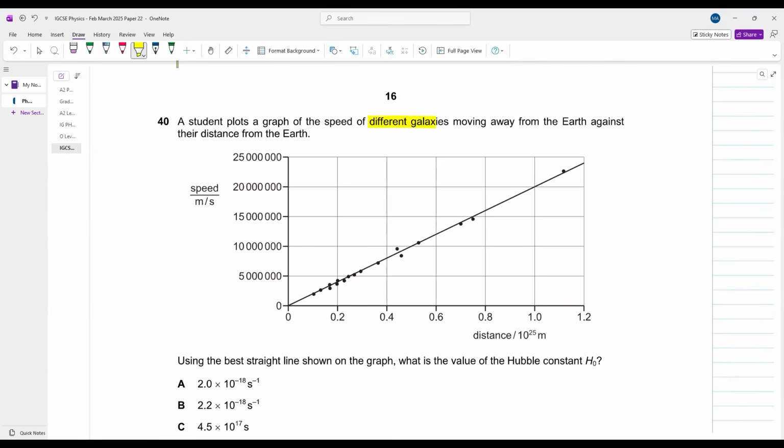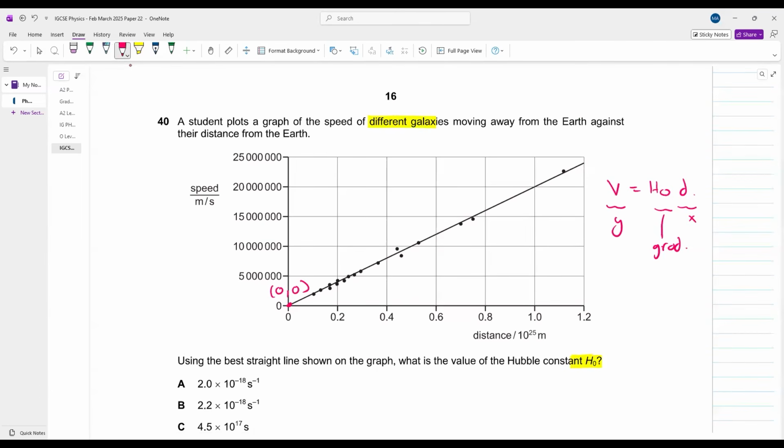अच्छा जी, now a student plots the speed of different galaxies moving away from earth against their distances from the earth. ठीक है, स्पीड वर्सेस डिस्टेंस का ग्राफ गिवन है. What is your Hubble space constant? बेटा, क्या आपको ये फॉर्मूला याद है? The speed is equal to Hubble space constant into the distance d. If you are plotting speed on the y-axis, distance on the x-axis, the gradient will be equal to Hubble space constant. For gradient, let's take 2 points.